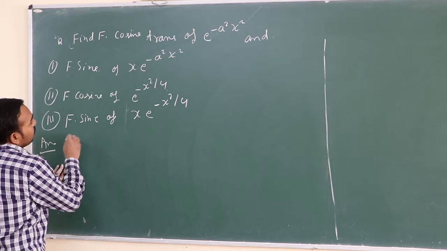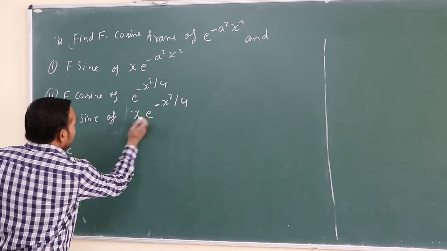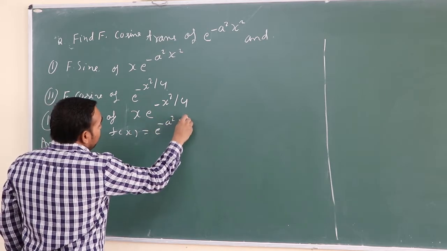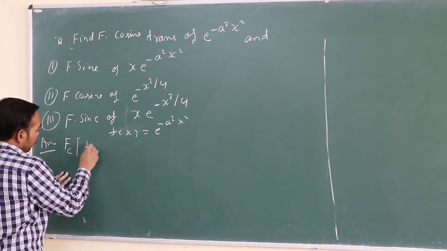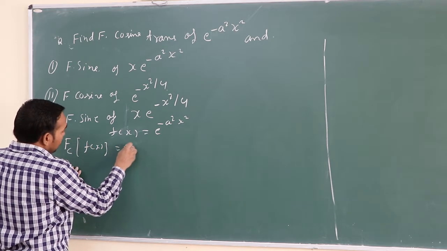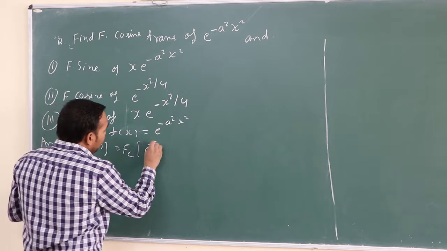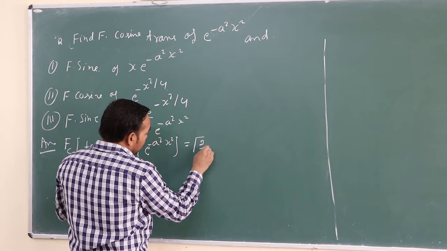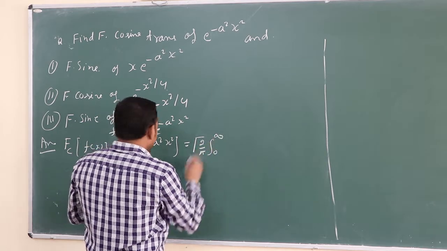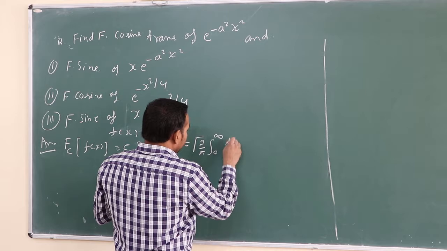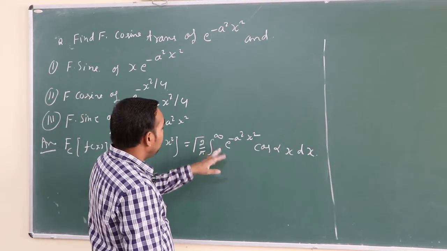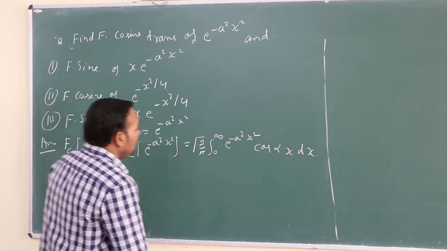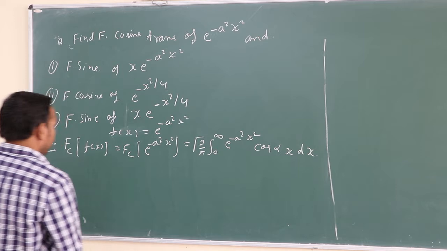Say f of x equal to e to the power minus a square x square. So the Fourier cosine transform of this, F_c of e to the power minus a square x square, we can write, by definition, as under root 2 upon pi, integral 0 to infinity e to the power minus a square x square cos alpha x dx.